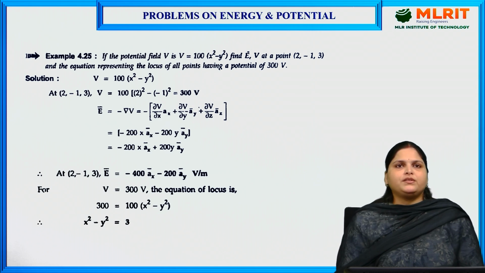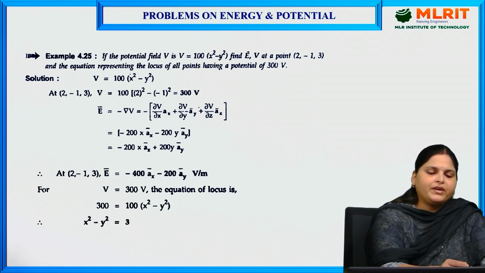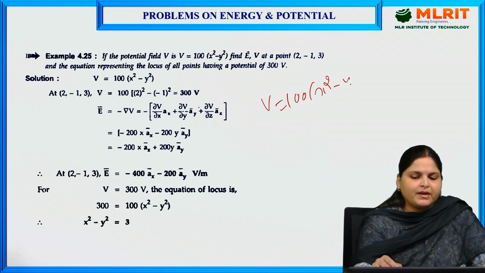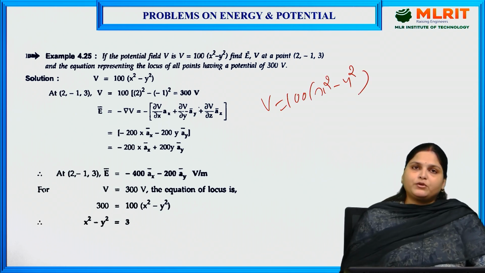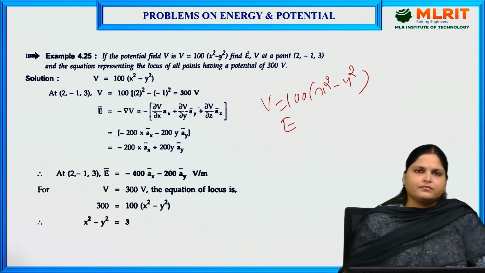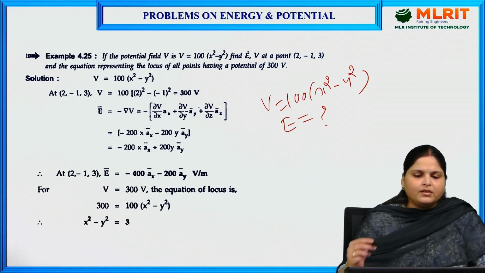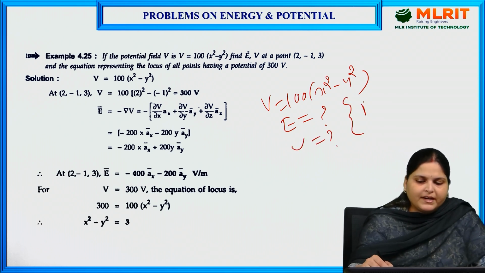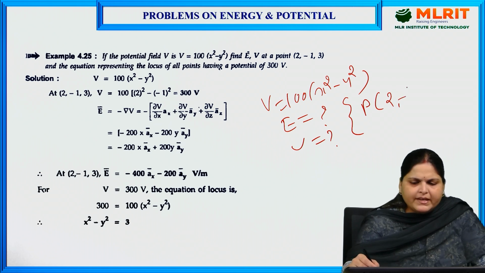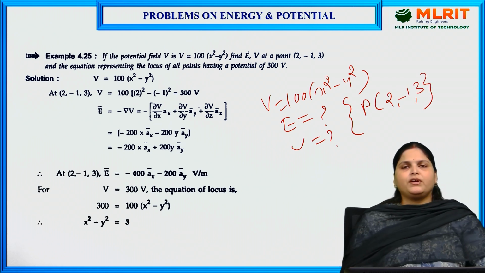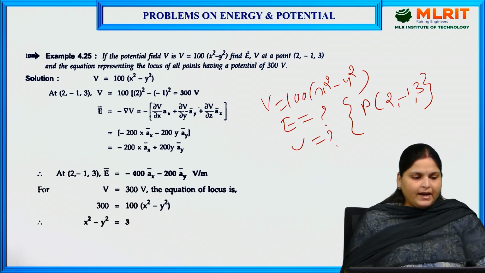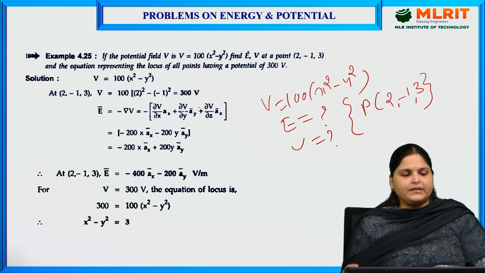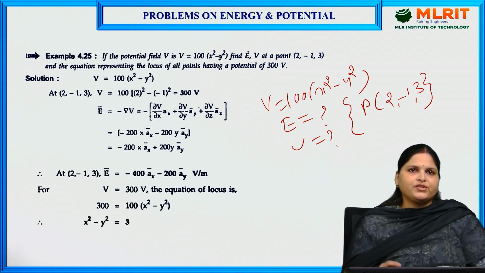Let's take the next question. The question is, if the potential V is equals to 100 into x square minus y square, we need to find out E. Also, we have to calculate V at some point, we can take it as P, and the coordinates of this point are 2, minus 1, 3. And the equation representing the locus of all points having potential of V. Right? So this is the question given.